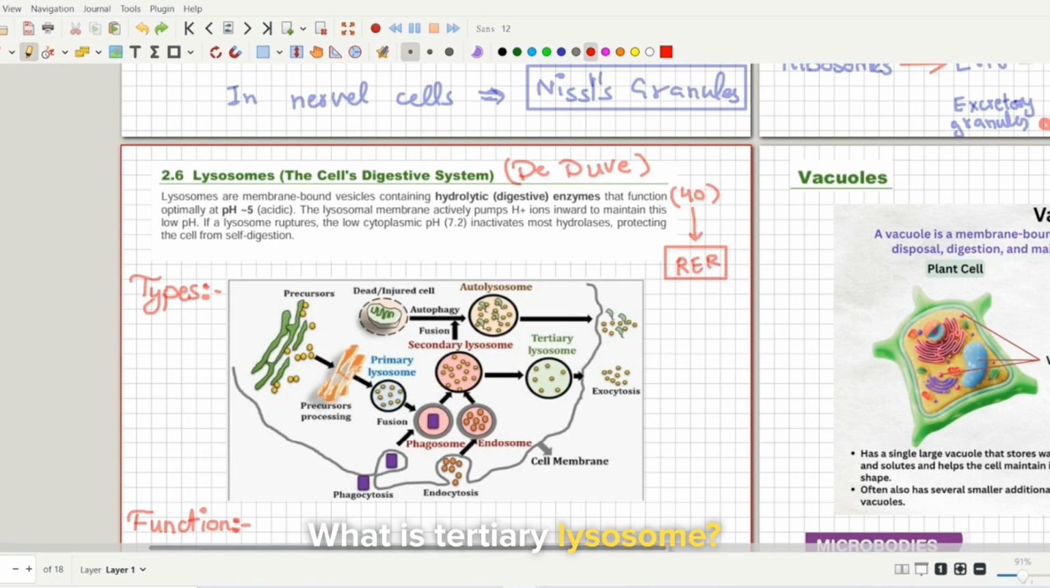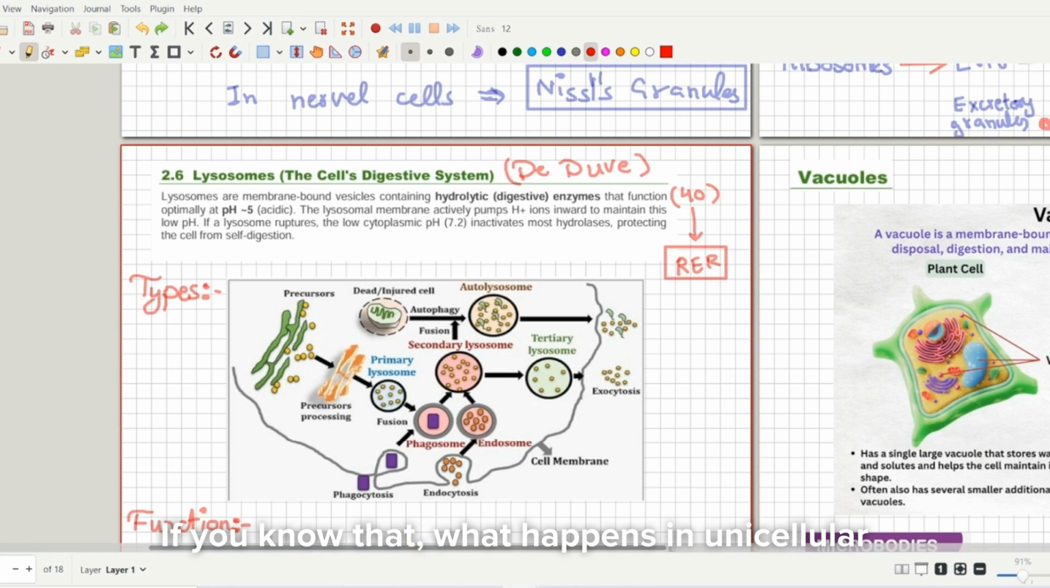What is a tertiary lysosome? Tertiary lysosomes are also called residual bodies because they contain undigested material after absorption of food into the cytoplasm. So tertiary lysosomes are like the waste material, or you can say residual material, that is left after the secondary lysosome. So this was all about primary, secondary and tertiary.